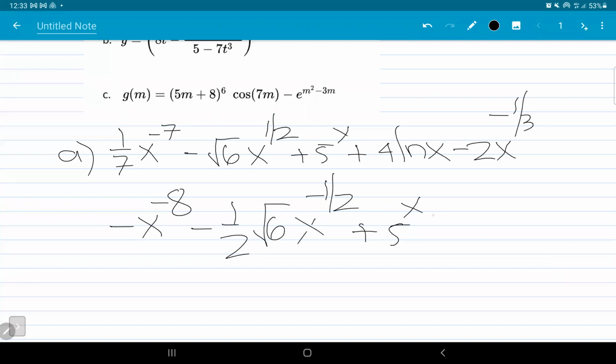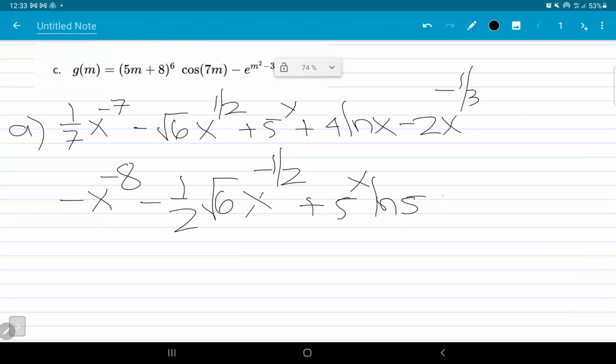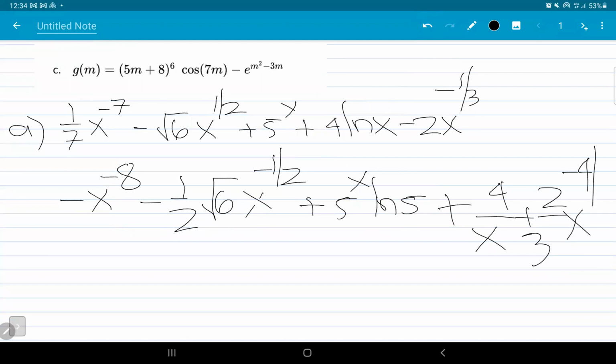Derivative ng 5 to the x is 5 to the x times ln 5. Yung iba hindi na ilagay ito. Then for this one, the derivative of ln x is 1/x. So 4/x siya. Then for this one, bring down. So plus 2/3 x to the negative 4/3. Ganyan, 1, 2, 3, 4, 5. 5 terms.